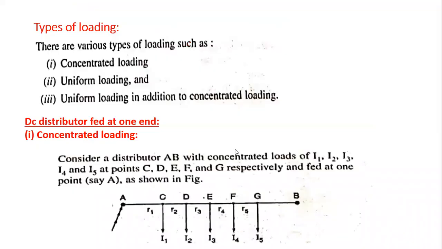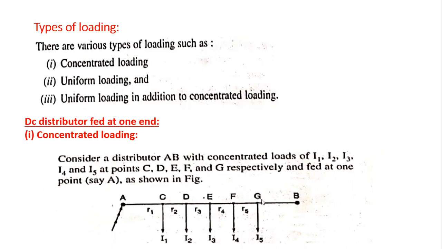Depending upon the loading points, the loadings are classified into three types. First is concentrated loading, second is uniform loading, and third is both uniform and concentrated loading. First, coming to the DC distribution fed at one end for concentrated loadings.